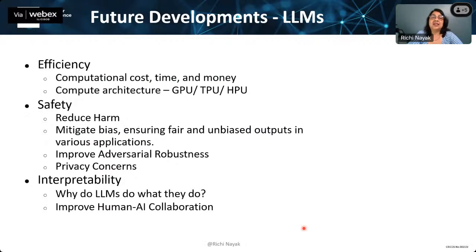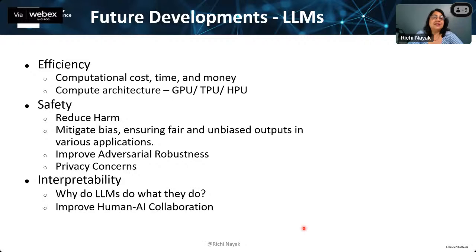Efficiency: hopefully the new architectures like GPU, TPU, HPU, or even quantum computing may make them more efficient. Then we have concerns in terms of safety. How can we mitigate the bias and reduce the harm? Adversarial robustness: this course is not really meant for adversarial robustness. We only include a bit of safety from the guardrail perspective.